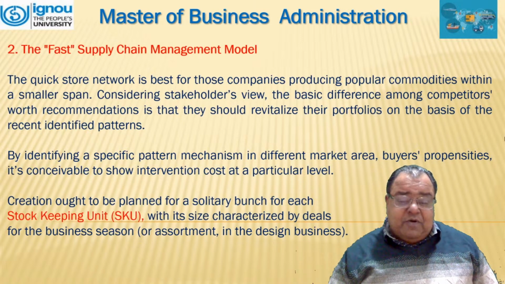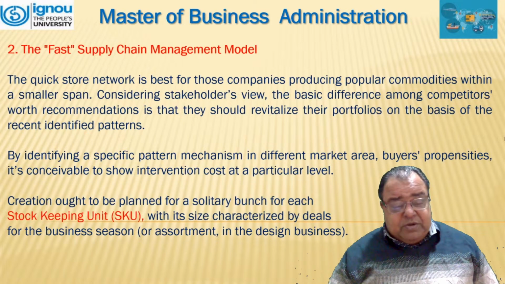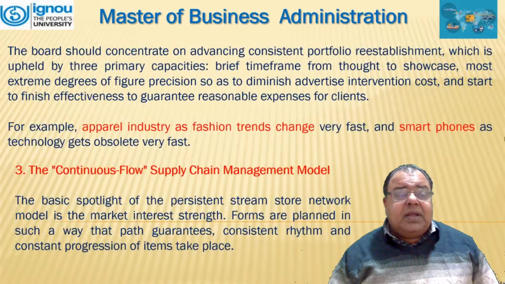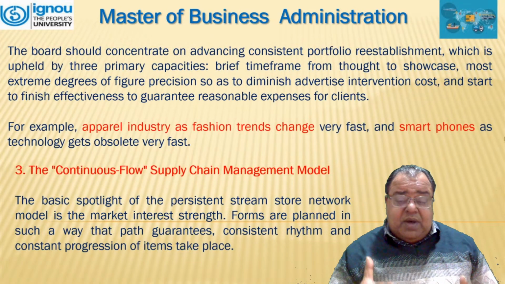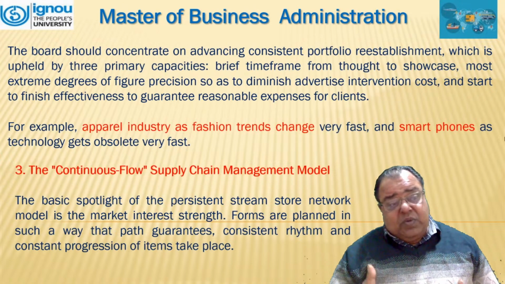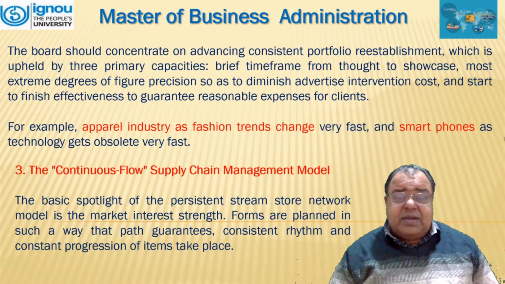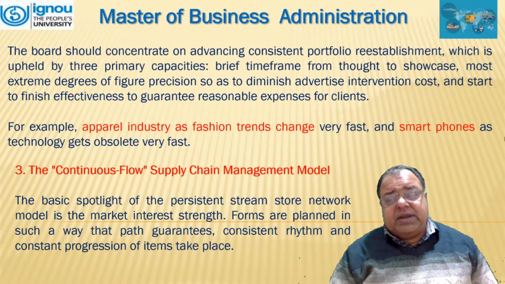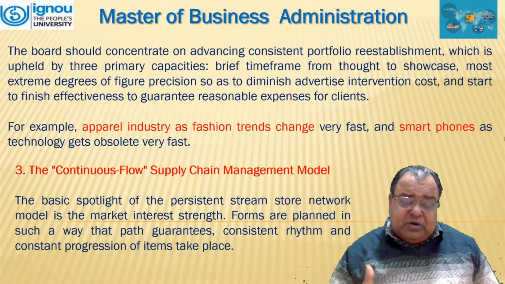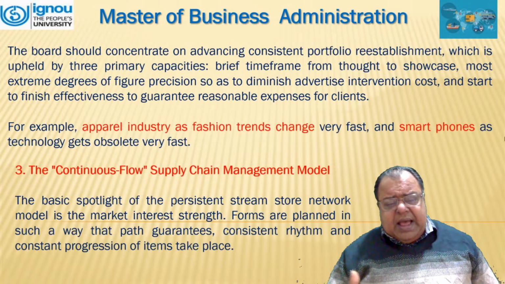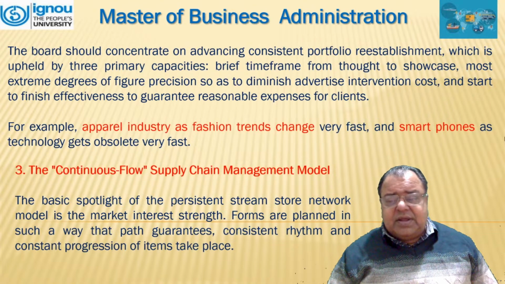Production ought to be planned for a single batch for each stock keeping unit, with its size defined by sales for the business seasons. The management should concentrate on advancing consistent portfolio renewal, which is upheld by three main categories: short time frame from thought to market, maximum degrees of forecast precision so as to diminish marketing intervention cost, and end to end effectiveness to generate reasonable expenses for the clients. For example, the apparel industry as fashion trend changes very fast, and smartphones as technology gets obsolete very fast.